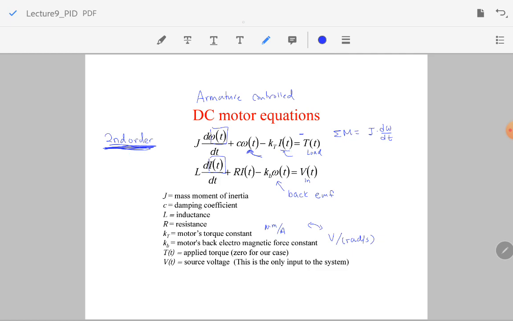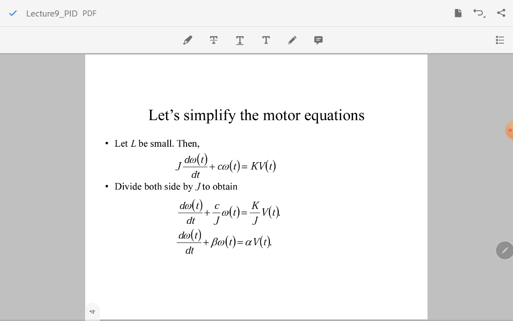So what we're going to assume is that L is small. If you do that, this term will drop out. We can solve for the I and plug it into the first equation. So we have a much simpler equation, where it becomes a first order system.